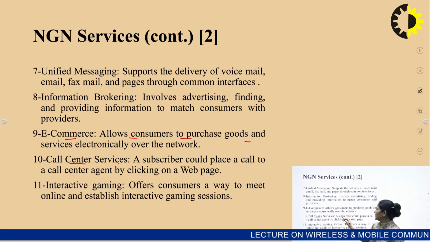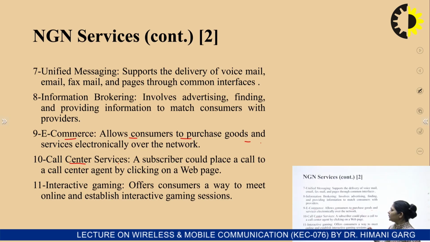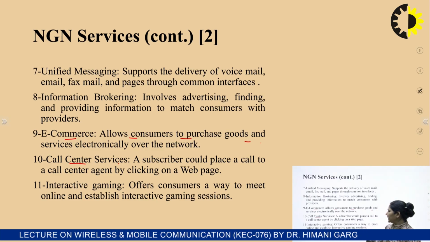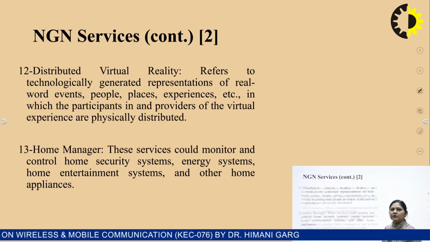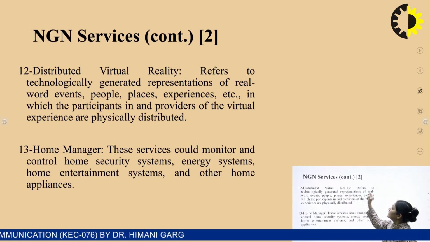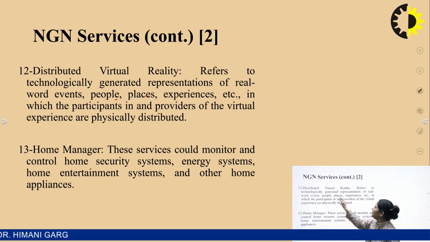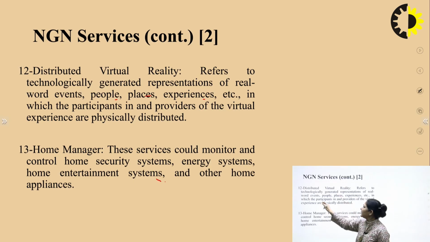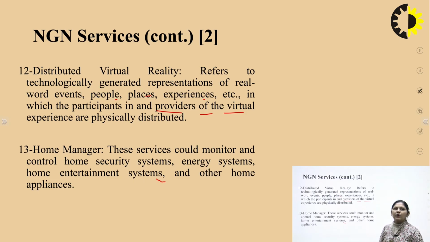Call center services. A subscriber could place a call to a call center agent by clicking a web page. Interactive gaming offers consumers a way to meet online and establish interactive gaming sessions. So interactive gaming is possible. Next, distributed virtual reality. Now what is this? It refers to technologically generated representations of real world events, people, places, experiences, etc., in which the participants in and providers of the virtual experience are physically distributed. Physically they are away from each other, but they seem to come close to each other with the help of this technology.